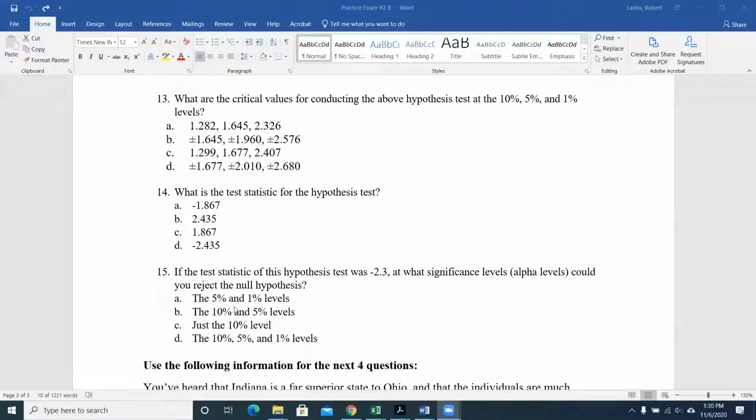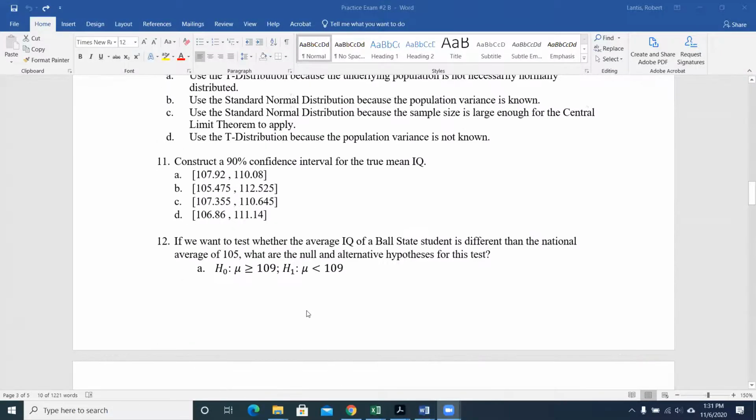In fact, if you look at those answers on 15, the option with only the 5 and 1% doesn't make any sense at all, right? If I can reject at the 5 and 1, I definitely can also reject at the 10% level. The other ones are possible answers. I could only be rejecting at 10, I could reject at 10 and 5, or I could reject at all. But this one here wouldn't make any sense. Or if I said only reject at the 1% level, it doesn't make any sense. If I can reject at the 1%, I can reject at the other two. Any other questions before I maybe pick and choose a couple?